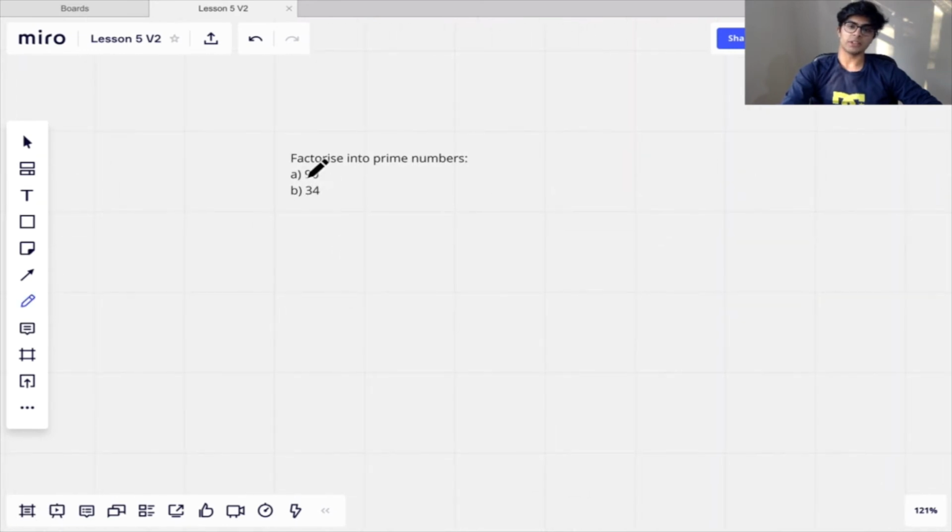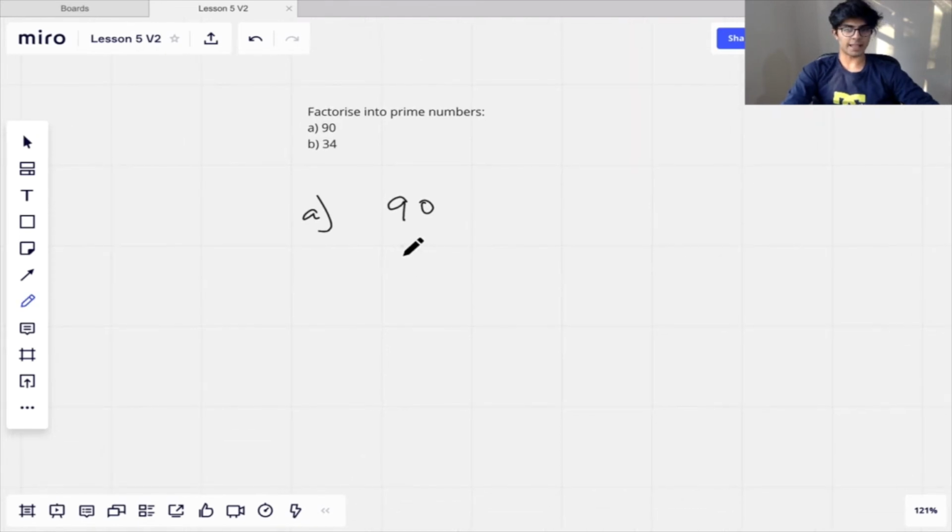So this is asking us to factorize into prime numbers, 90 first and then 34. So let's do A, 90. Okay, how are we going to approach this? Let's look at 90 and see which two numbers it can be divided into. I know I can divide 90 by 10 pretty easily because it ends in a 0. So I know 90 divided by 10 is 9, so 9 and 10 are two factors.